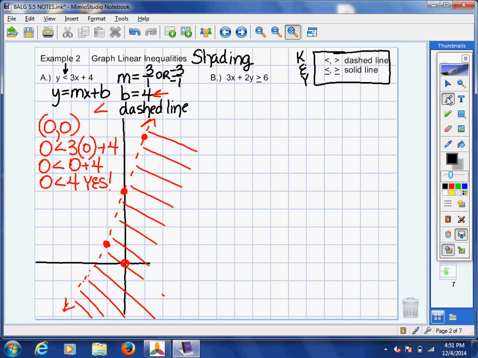Well, standard form can yield you good information as well. Remember that good old cover-up method where we cover up 3x and we're left with 2y is equal to 6, and where we cover up 2y and we're left with 3x is equal to 6. We can actually find the intercepts using the cover-up method. And so the y-intercept is going to end up being 3, and the x-intercept is going to end up being 2.